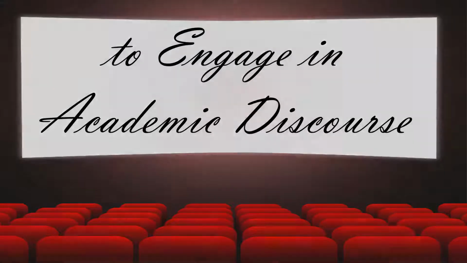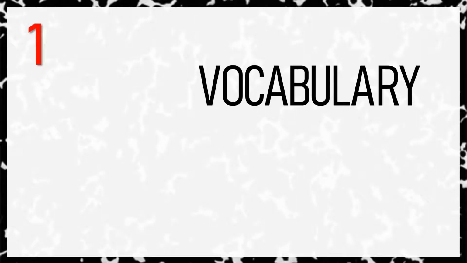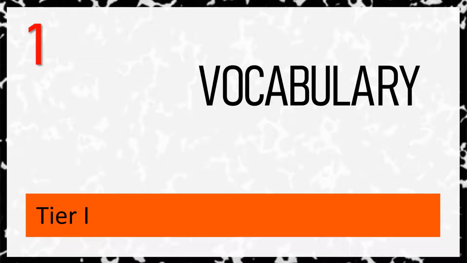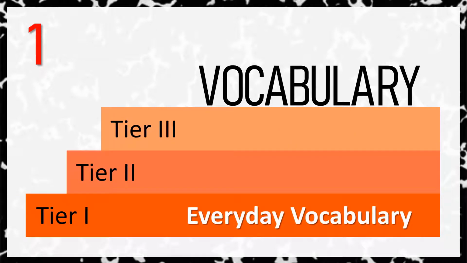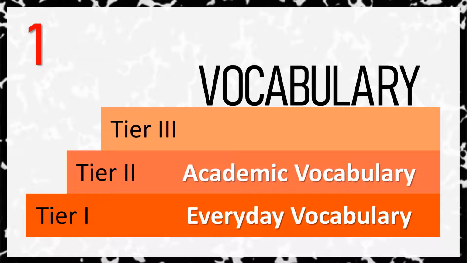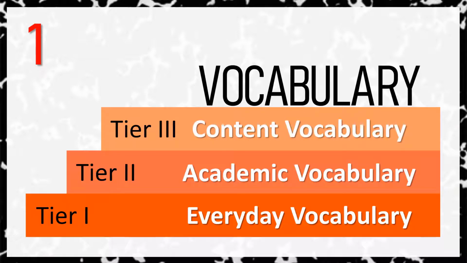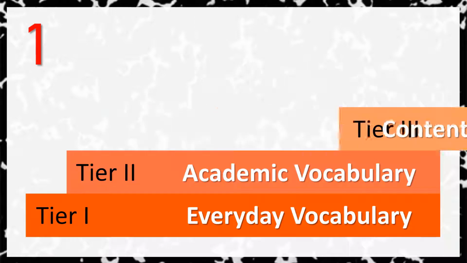For now, the key takeaway points are: first, there are three categories of vocabulary: Tier 1, Tier 2, and Tier 3. Tier 1 refers to common everyday vocabulary. Tier 2 is general academic vocabulary that we use in all subjects in school. Tier 3 is content-specific vocabulary, the language of biology or the language of geometry.